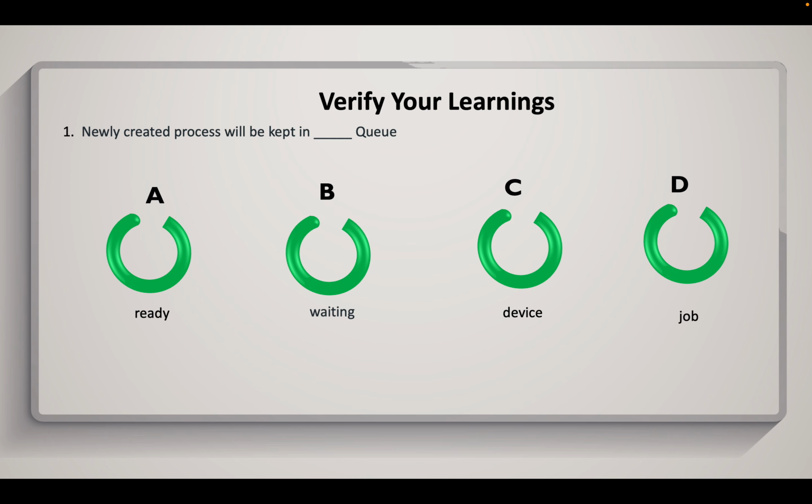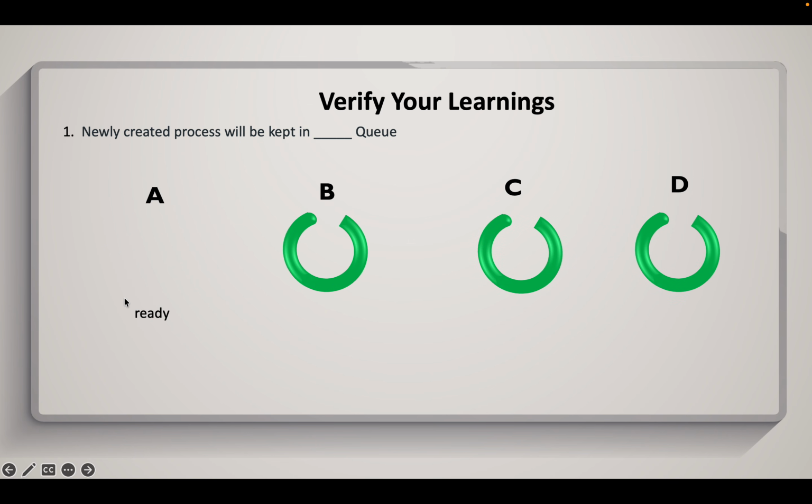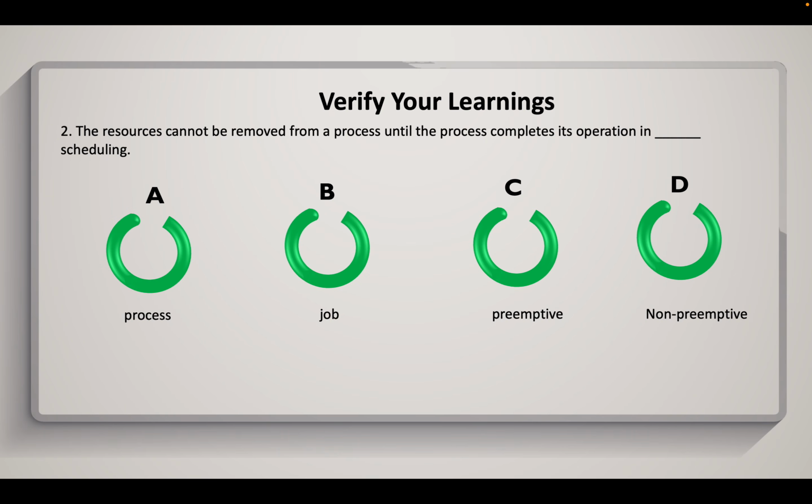Verify your learning. Will a newly created process be kept in the job queue, device queue, waiting queue, or ready queue? The answer is the ready queue. A newly created process will be kept in the ready queue for ready execution by the CPU. Next: the resources cannot be removed from a process until the process completes its operation. In which type of scheduling? Non-preemptive scheduling. It cannot be removed.